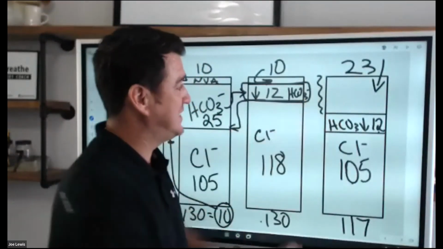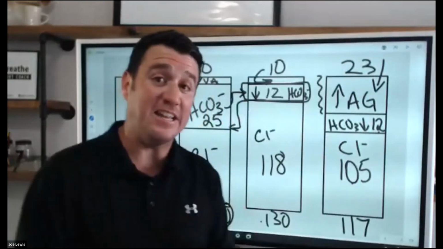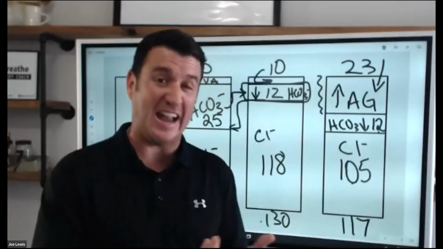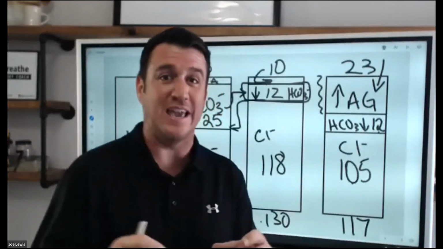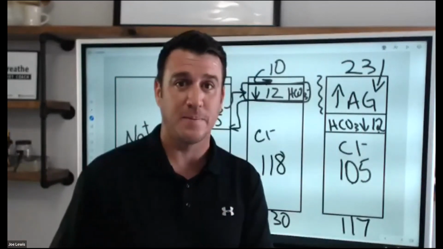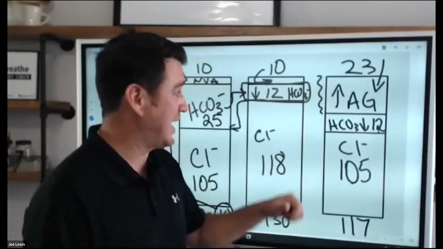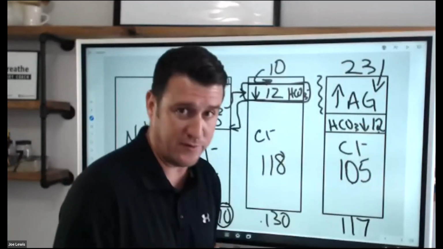This is an increased anion gap right here. Now what this means is that there is an increased amount of non-volatile acids. Non-volatile acids are things like lactic acid, ketoacidosis, sulfuric acid related to renal failure. See, those patients also will present with a metabolic acidosis because their bicarb is decreased to 12.